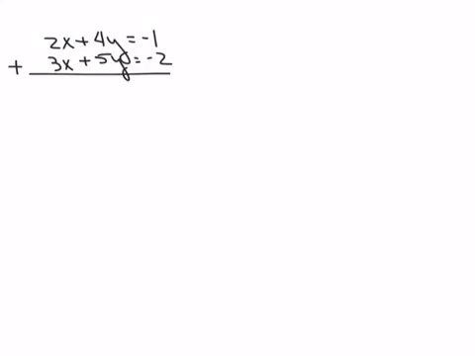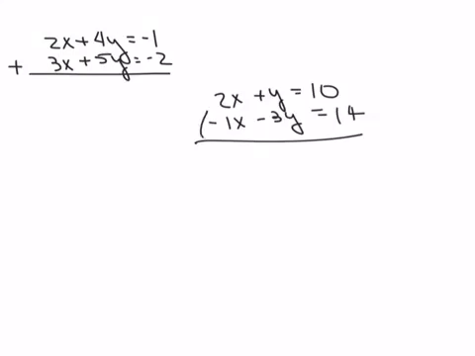So in the last problem we did, if we had something like a 2x plus y equals 10 and a negative 1x minus 3y equals 14, remember what we did? We just multiplied this entire thing by 2, and then that turned this into negative 2x minus 6y equals 14. And that way we could take our positive 2x plus negative 2 and my x's would disappear.